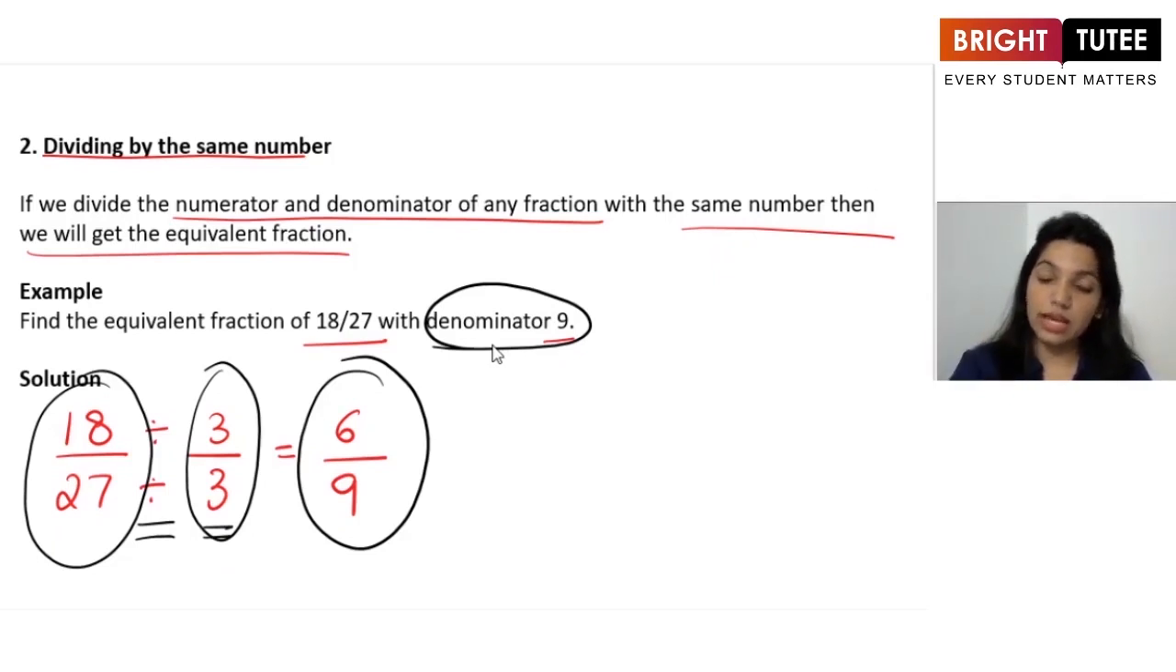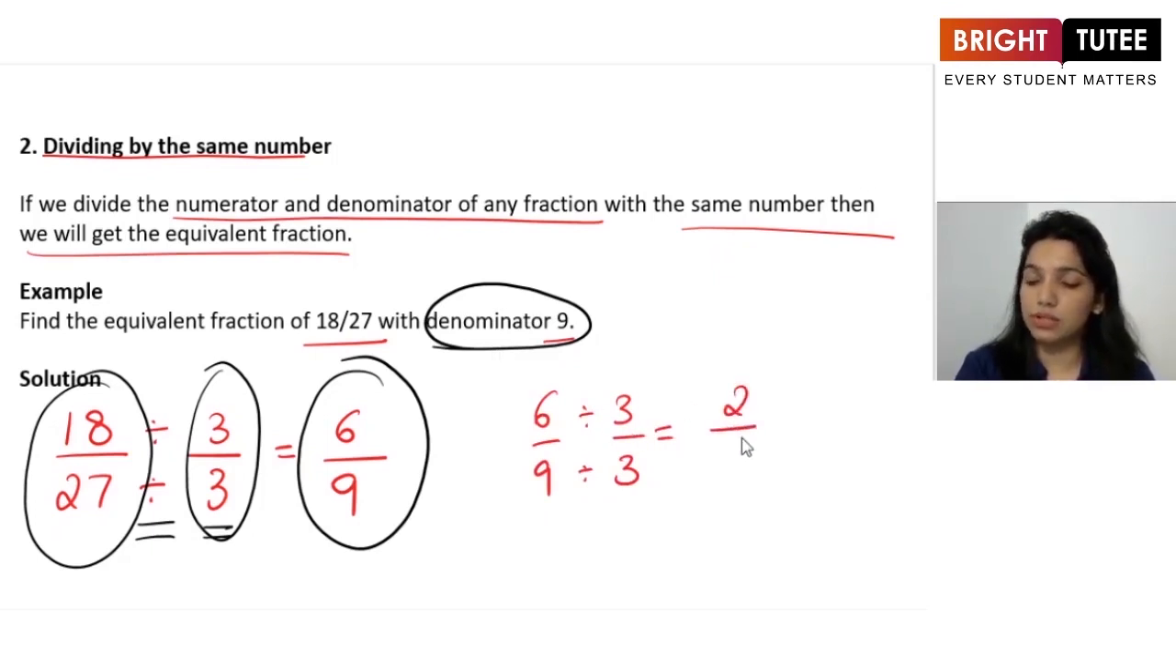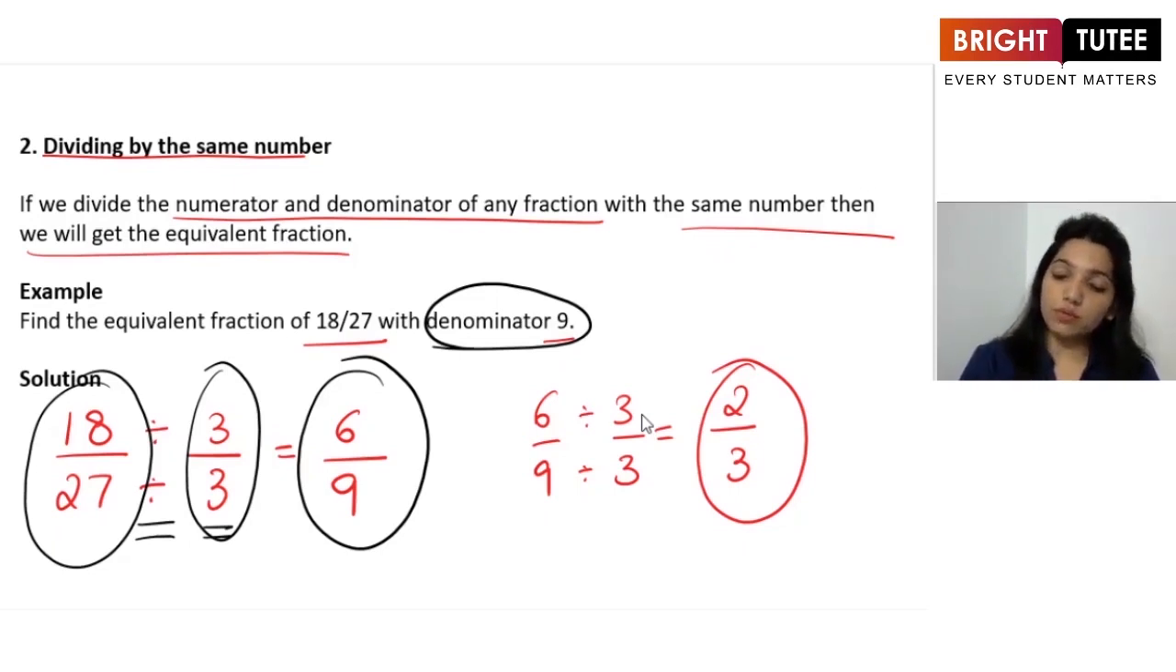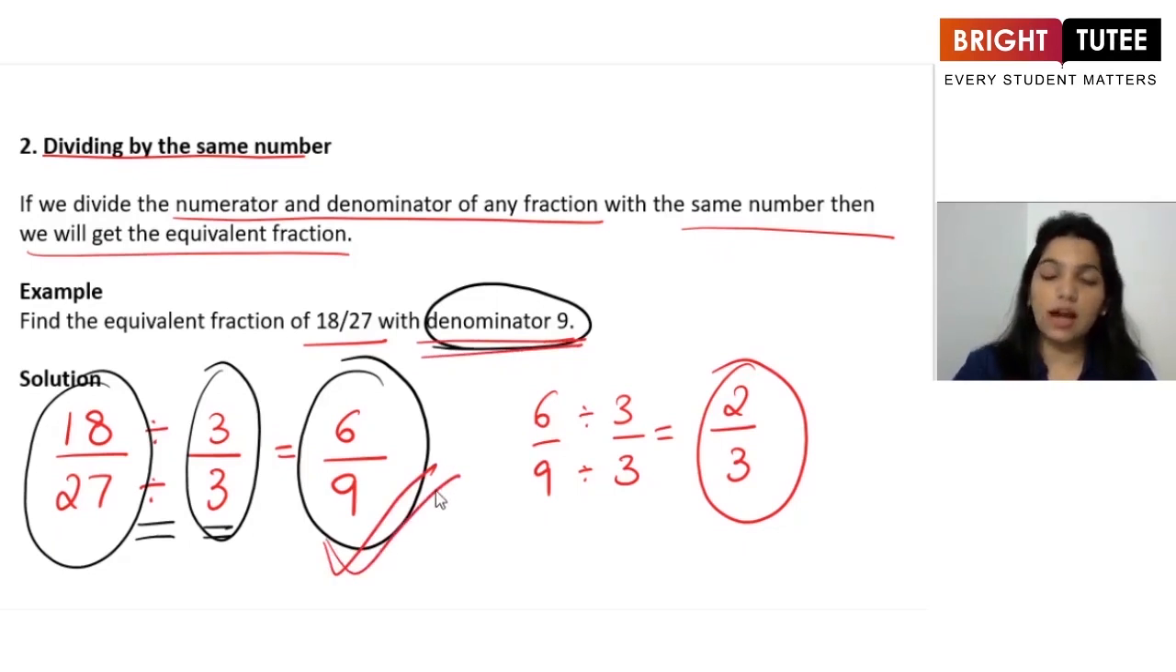Now look at this. If we want, we can further divide it. You can write 6 over 9. We can clearly divide it again by 3, since both of these numbers can be divided. 3 goes into 6 twice and into 9 three times. So here we have got another equivalent fraction to 18 over 27, that is 2 over 3. But because the question asked for a denominator of 9, 6 over 9 is the correct answer.